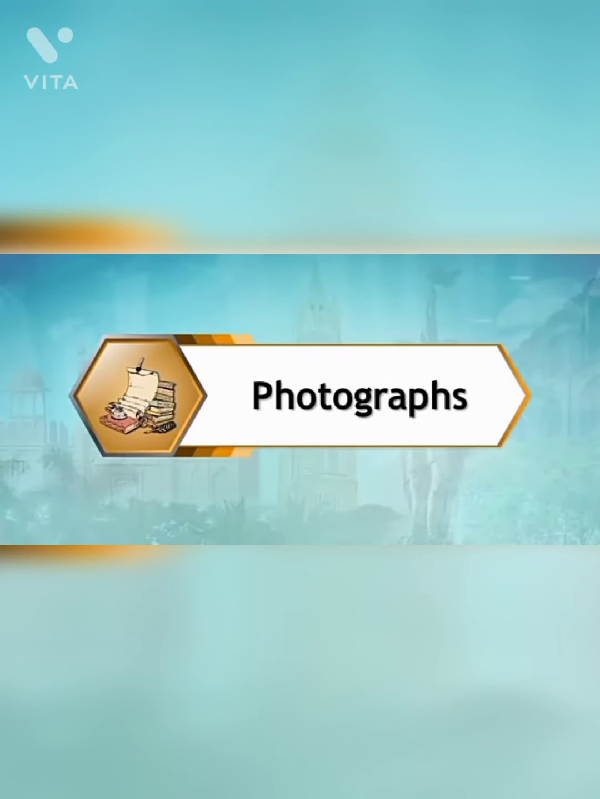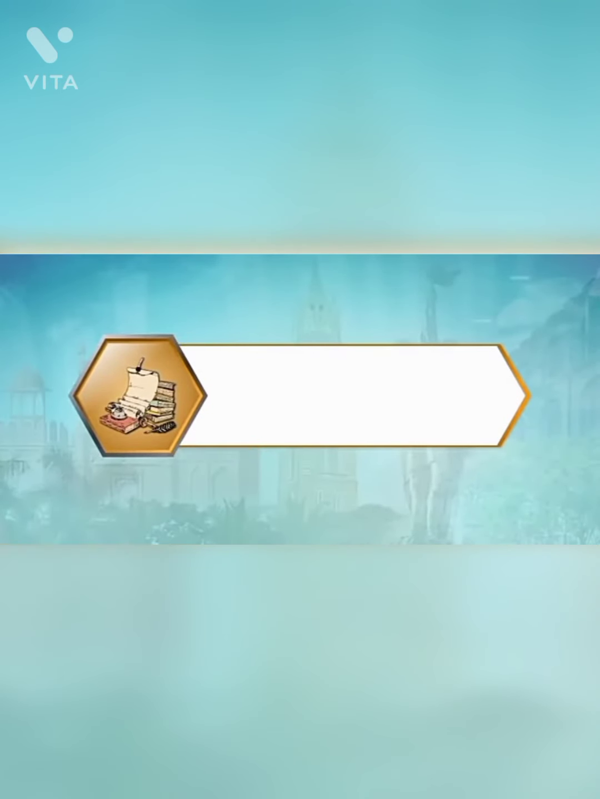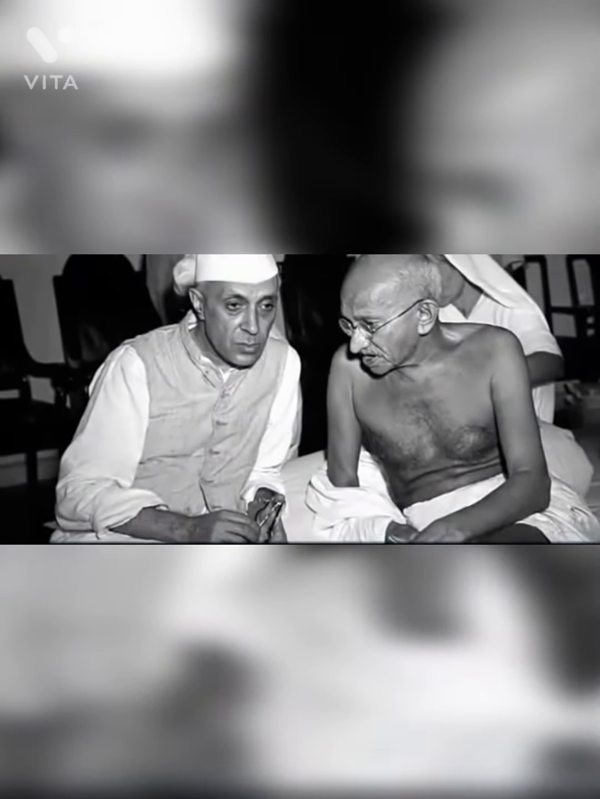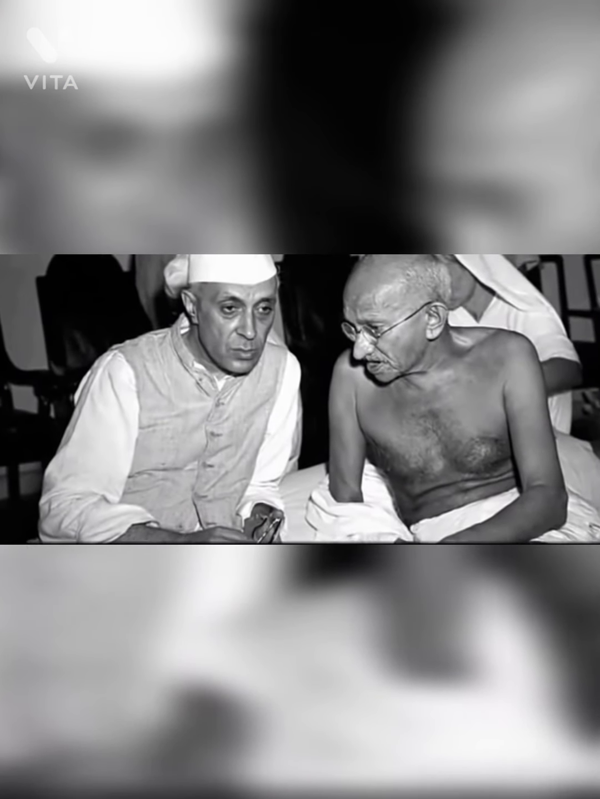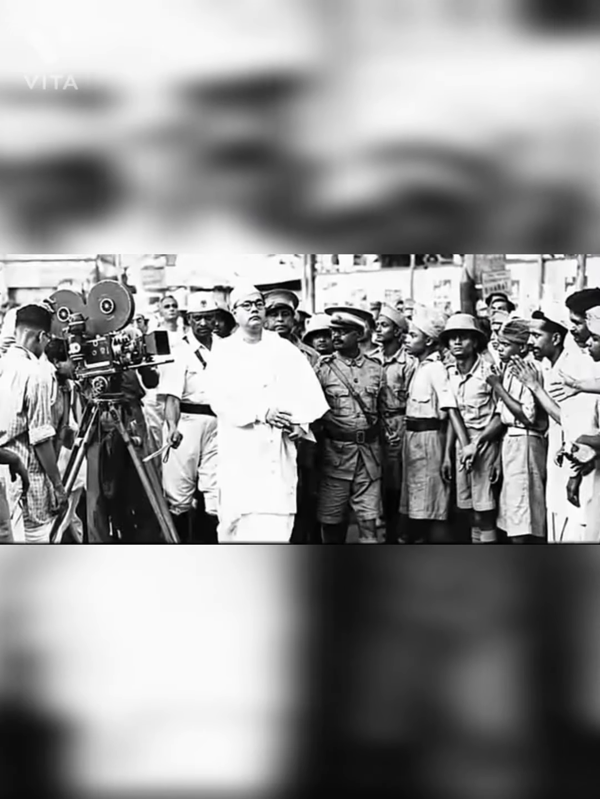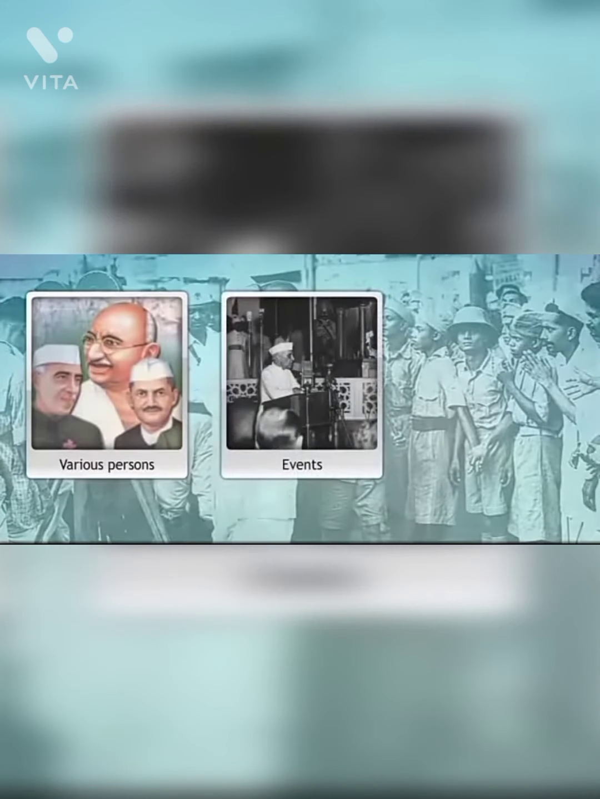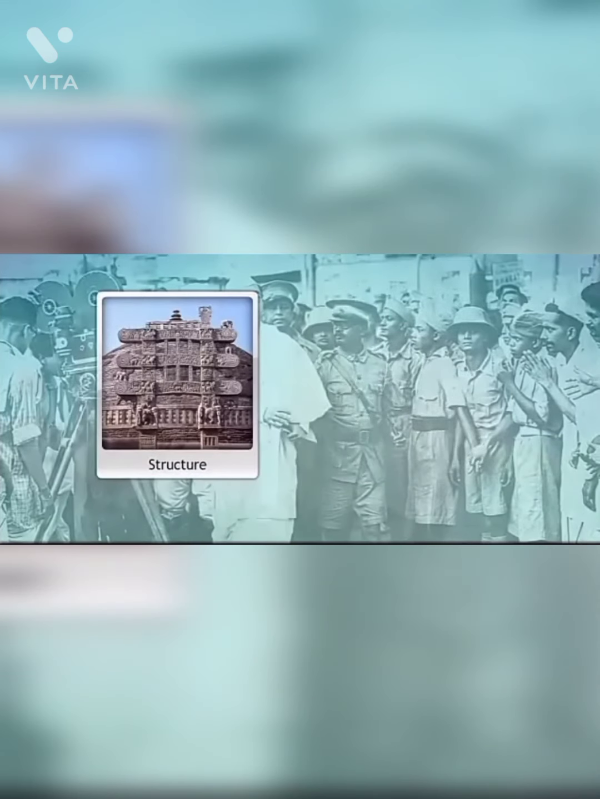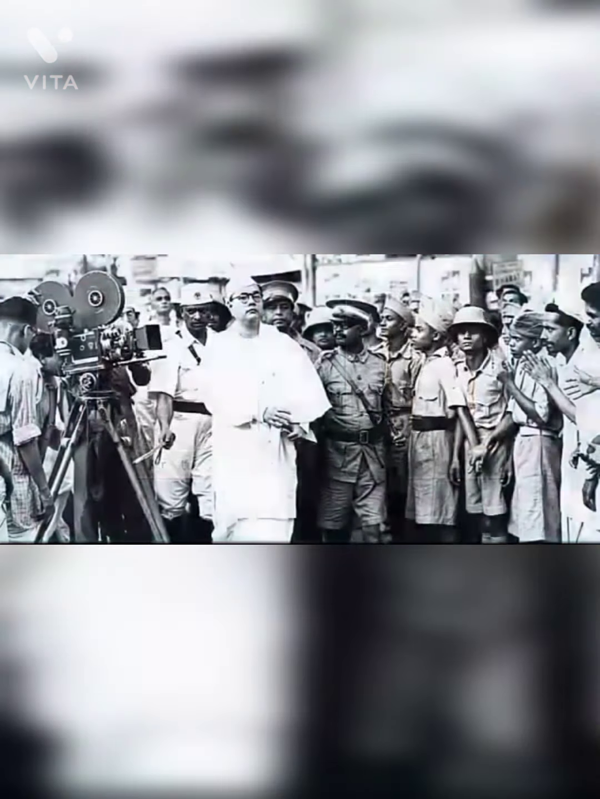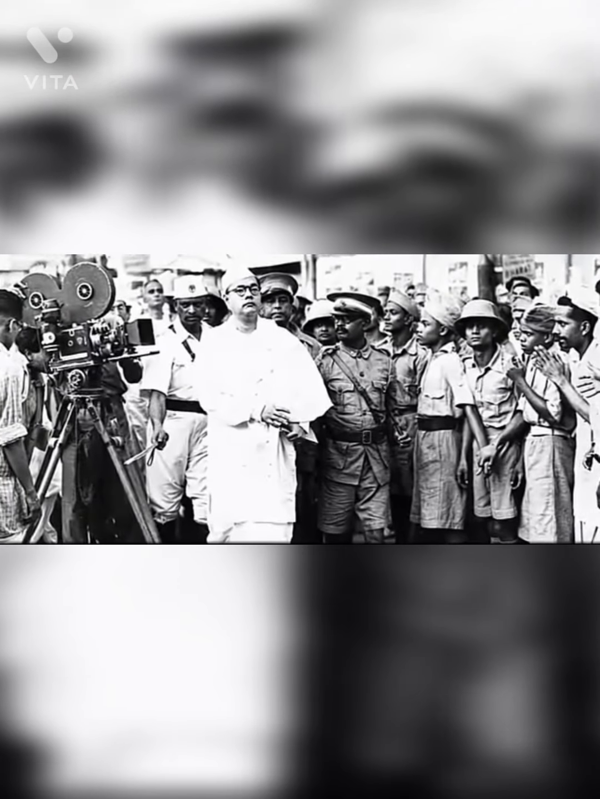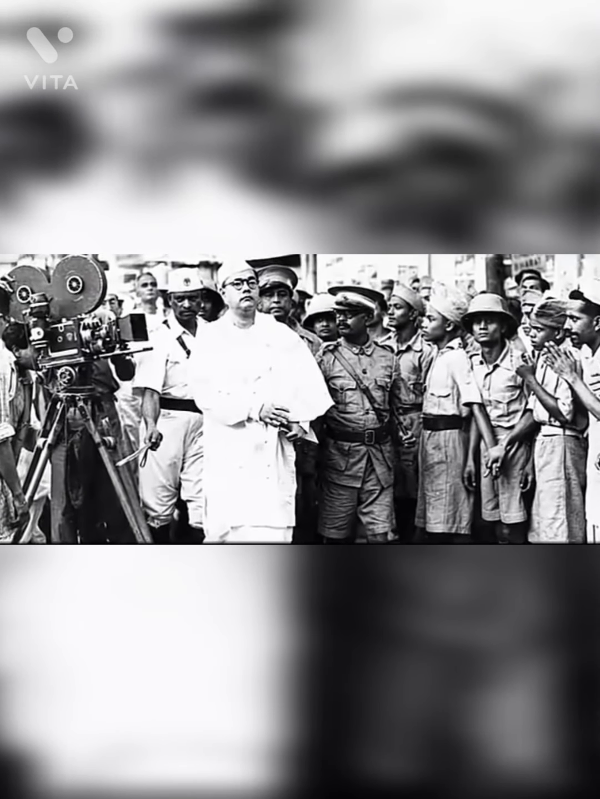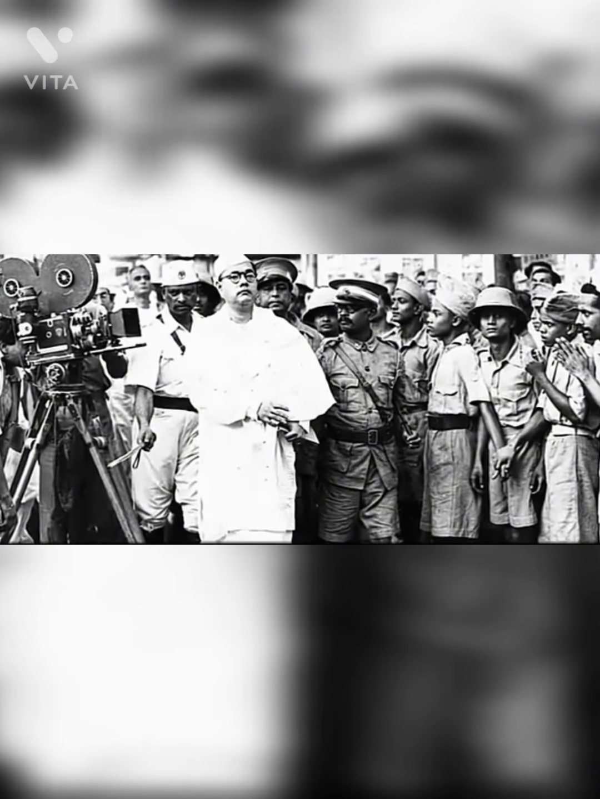Now we take the information about photographs. Photographs are a visual source of modern Indian history. With the discovery of the art of photography, photographs of various persons, events, objects, structures and places were clicked. Through these photographs, we get information about a person or an event in a visual format.